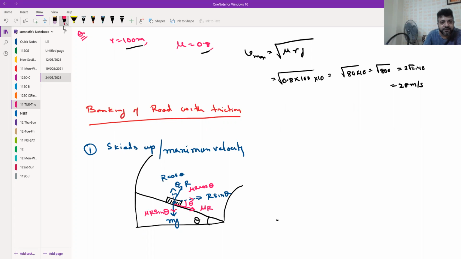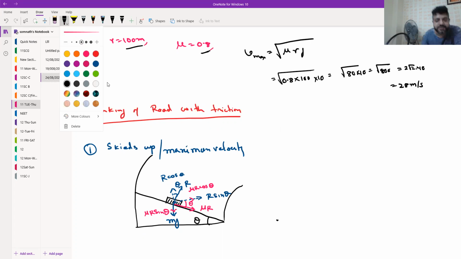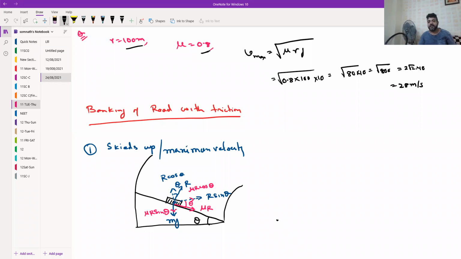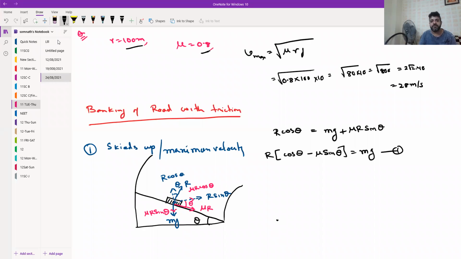So what can we write? We can write the first equation, total upward force. How much force is acting upward? R cos theta equals total downward force, which equals mg plus mu R sin theta. So R cos theta minus mu sin theta equals mg. Let it be equation number 1.